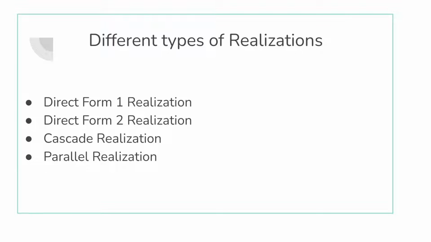Basically, realization of digital filters can be classified into 4 types. First one, direct form 1 realization. Second one, direct form 2 realization. Third one, cascade realization. Fourth one, parallel realization.